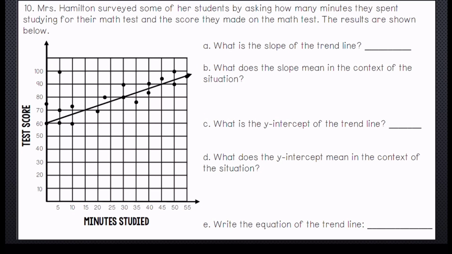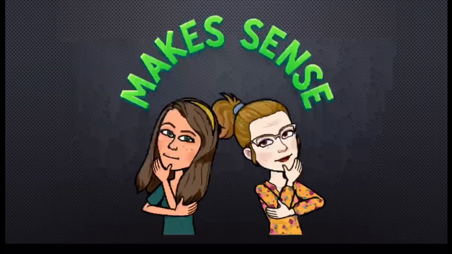What is the y-intercept of this trend line? And what does the y-intercept mean? And then finally, write the equation of the trend line. So our skills from previous chapters are still being used. It hasn't changed. You just now have to apply their meaning.